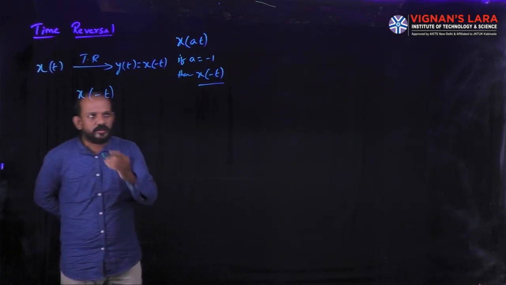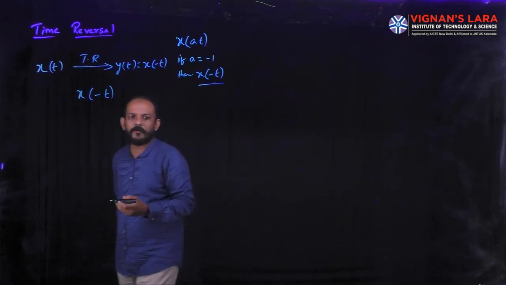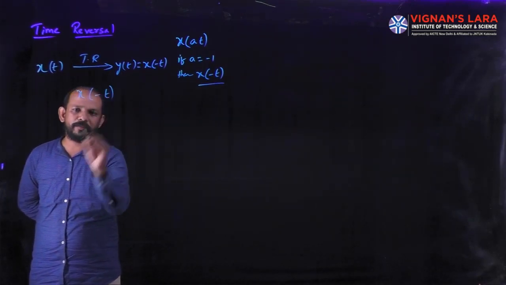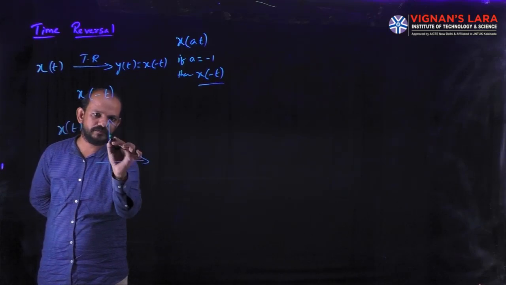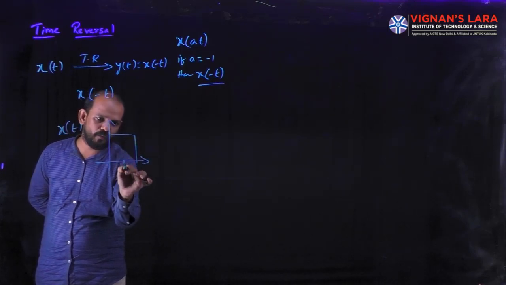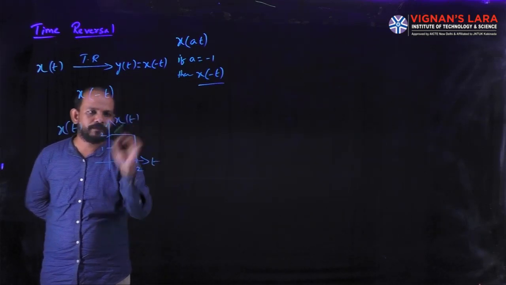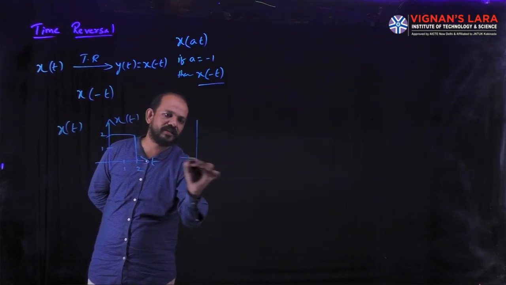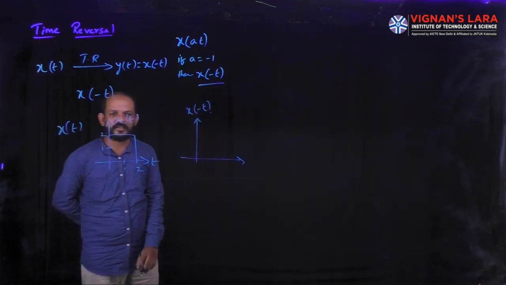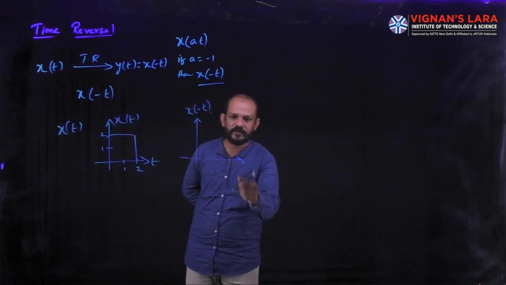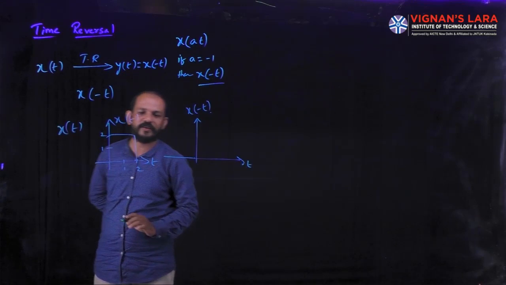Okay. Now I will explain this time reversal operation also with the help of a diagram. Now I am considering the signal x of t, like this. See, the same signal: 1, 2, 1, 2. So this is t and this is x of t. Now I need the time reversal of the signal, that is x of minus t. Okay. How can we get this x of minus t? Anyone?